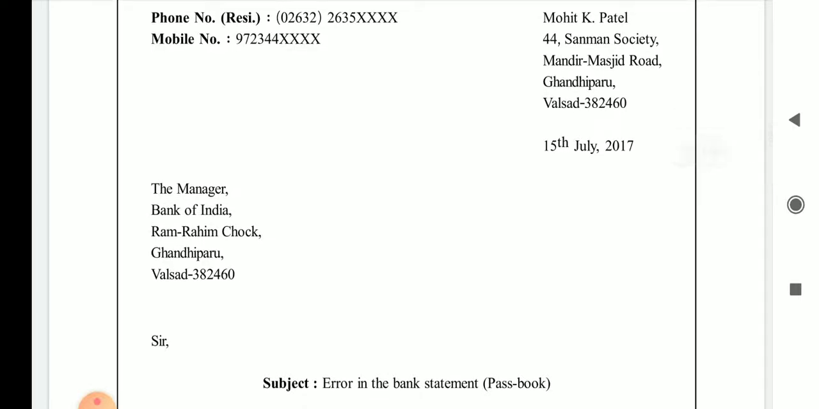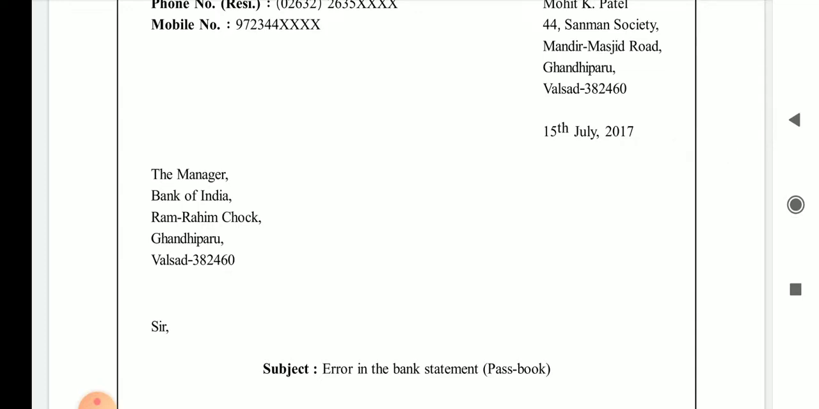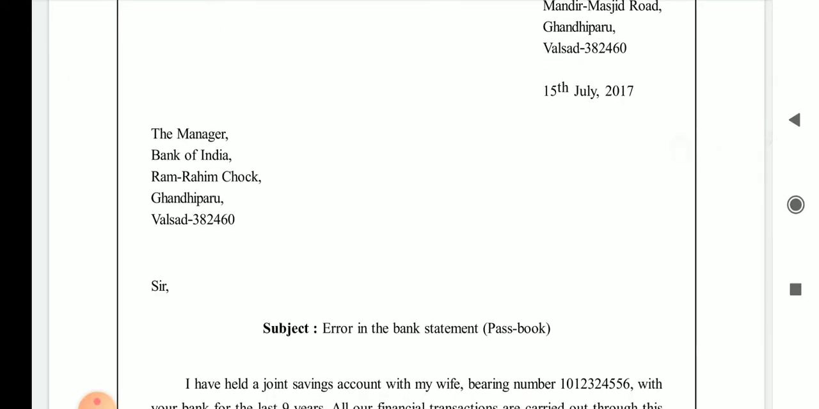Date of the letter is the 15th July 2017. Receiver of the letter is the Manager, Bank of India. Here you have to remove the comma after the name of the bank. Ram Rahim Chowk, Gandhipuru, Valsad, and put a full stop behind the pin code. Here you have to make the L type arrow from Sir after completing the subject line.